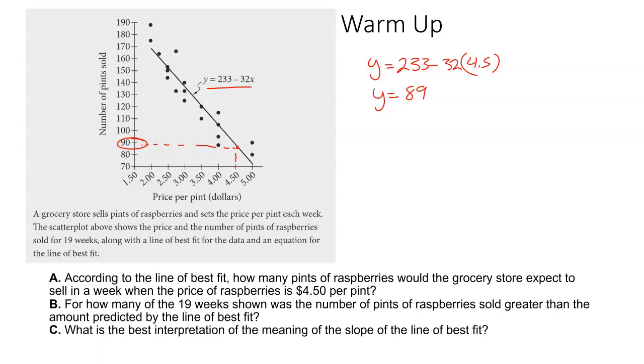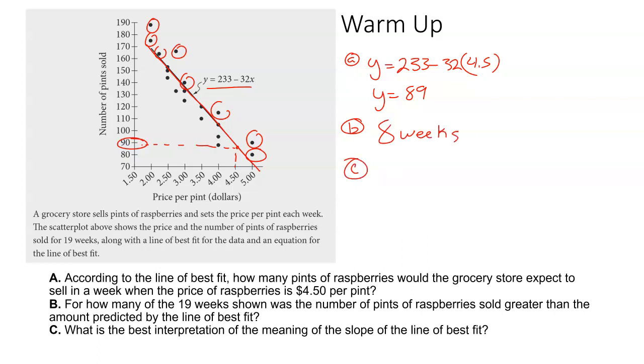Okay? That's part A. Part B. Of the 19 weeks shown, for how many weeks was the number of pints sold greater than expected? What would I look for on the graph to find that? This line says, hey, this is what we expect to sell. Anything above it is greater than expected. So how many weeks was that? 8 weeks.